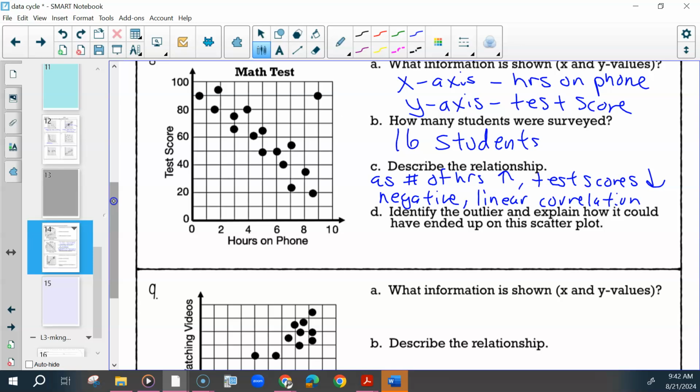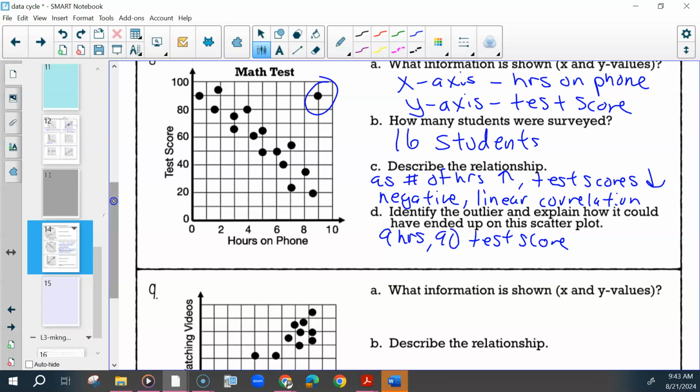So this would be that outlier. It's kind of out there by itself. At, what does that point at? How many hours? 9 hours. And what is their test score? 90. That's not his score. There we go.